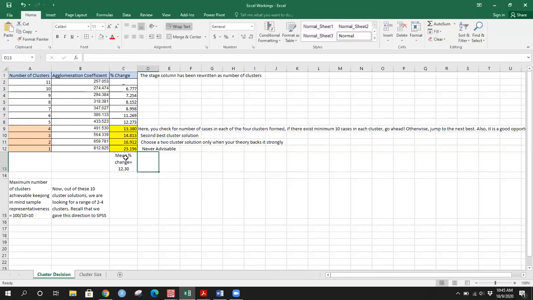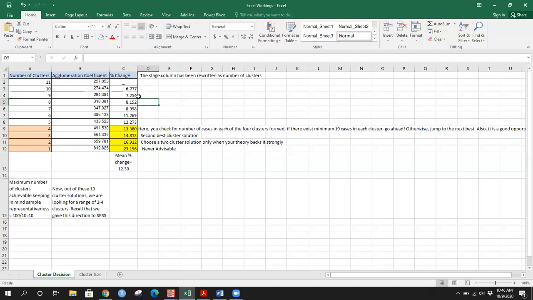Okay. Now, since this is the mean percentage change, and you know that you're going to move from up, and when you see that there is a number which is greater than 12.30, you'll say that this can be my optimal cluster solution. Okay, so let's start our hunt.